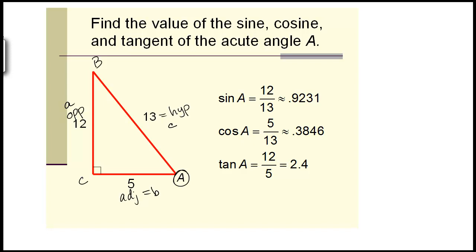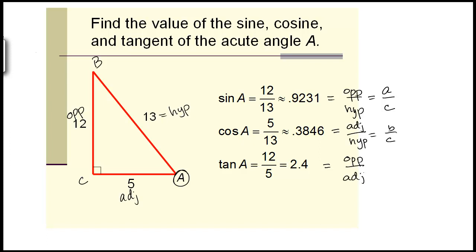What does adjacent mean? It is the side, along with the hypotenuse, that helps form that angle. So angle A is formed by side B and the hypotenuse, so that means side B is the adjacent. So sine is going to be opposite over hypotenuse, and that is A over C. Cosine of angle A is adjacent over hypotenuse, which in this case is B over C. And tangent is opposite over adjacent, which is A over B.